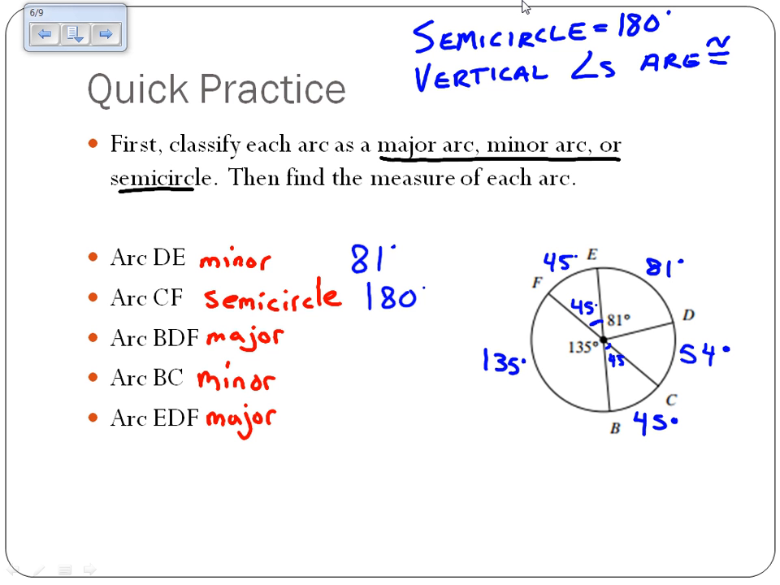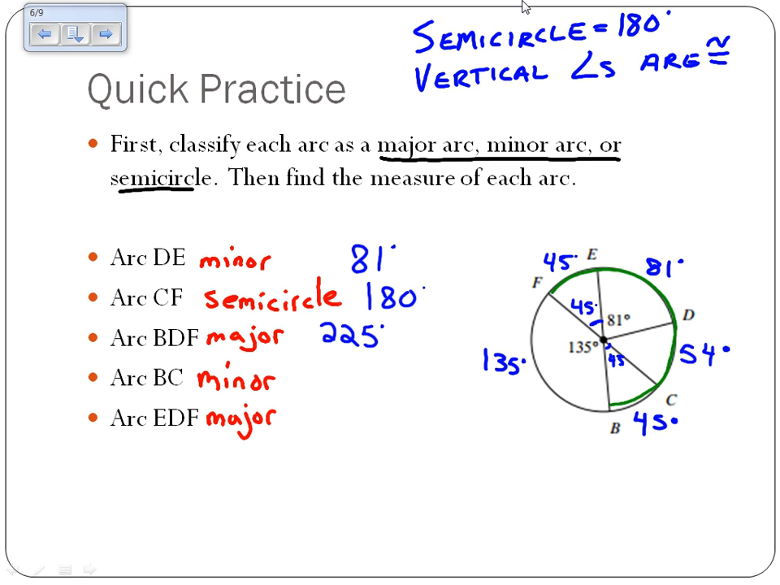BDF. If you want to do BDF, you're going to go all the way around. Or you could just subtract. Two ways you can do it: add them all up, or 360 minus what's missing. So 360 minus 135 is going to give you 225. Does that make sense? Once you get all these angles, it's easy to get this stuff.